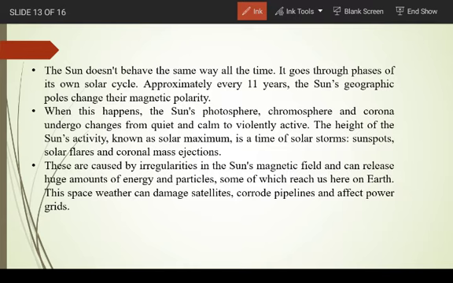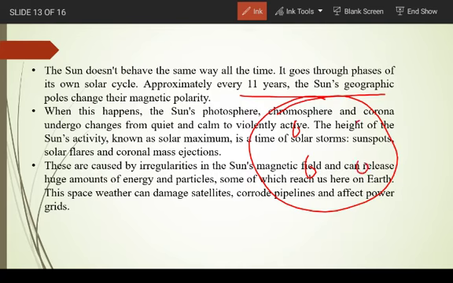The sun does not behave the same all the time. It goes through phases of solar cycles. Scientists consider this solar cycle to be 11 years. In this solar cycle, the number of sunspots rises, increases and decreases. Sunspots are comparatively cooler regions in the sun. They are darker regions. They impact the Earth's atmosphere and weather system, the Earth's climate system.